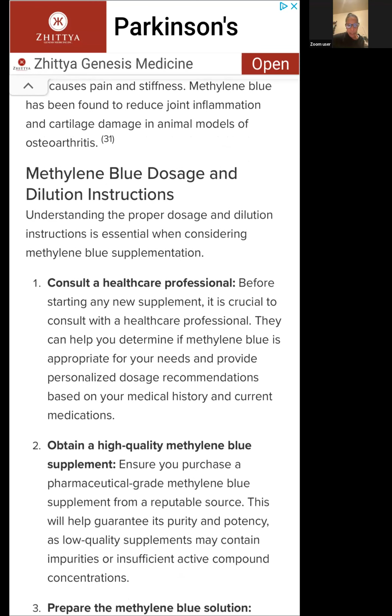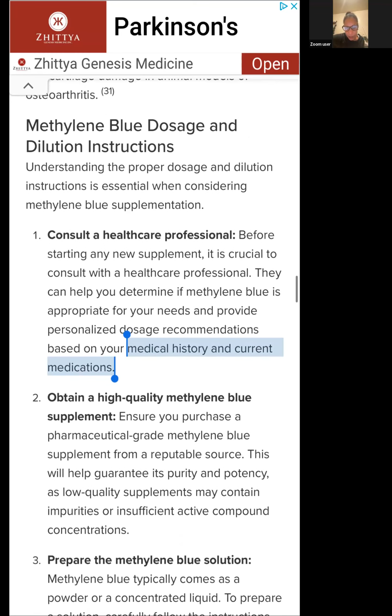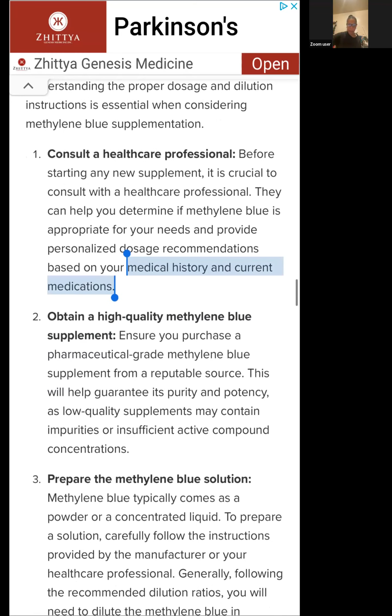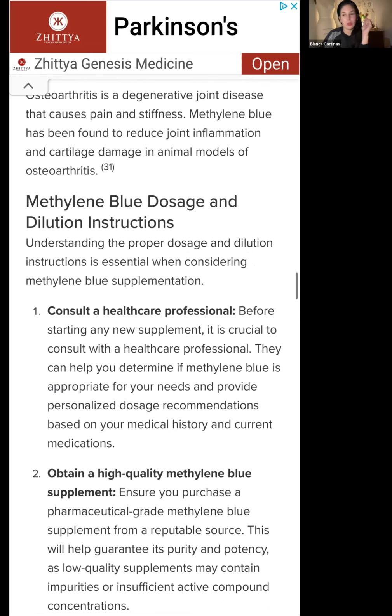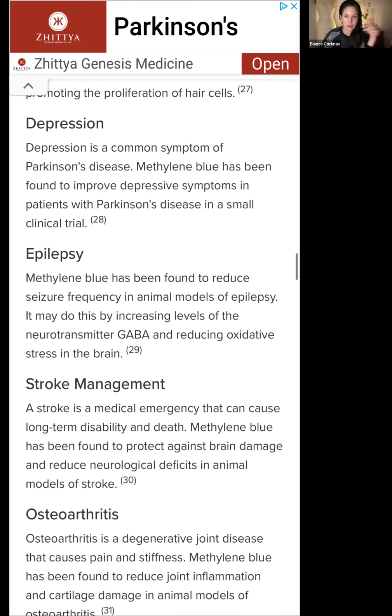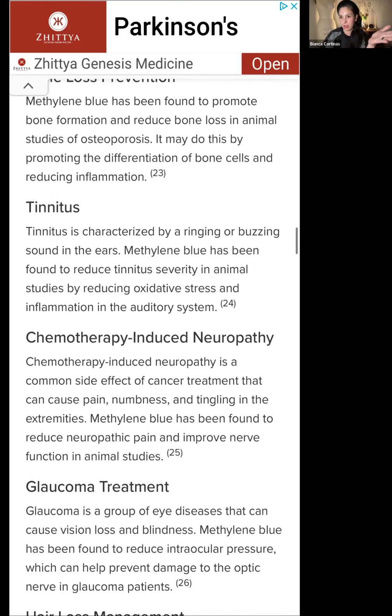Methylene blue dosage and dissolution instructions. Understanding the dosages and dissolution instructions is essential when considering methylene blue supplementation. But this is what is in the article. Like the blue that Solix provides, the product that we are talking about, there's a dosing recommendation on the bottle, but I always take less than it says, because methylene blue is so effective in small doses.